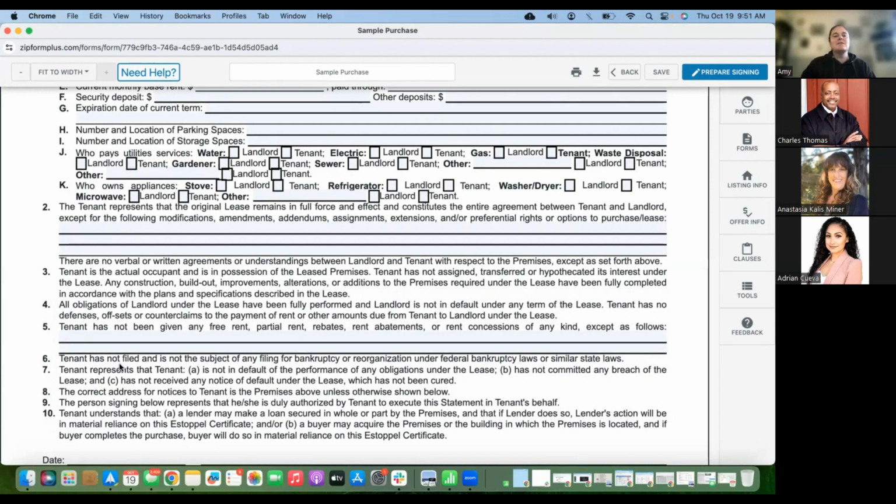All obligations of the landlord under the lease have been fully performed, and the landlord is not in default under any term of the lease. Tenant has no defenses, offsets, or counterclaims to the payment of rent or other amounts due from the tenant to landlord under the lease. Tenant has not been given any free rent, partial rent, rebates, rent abatements, or rent concessions of any kind except as follows. It should all be outlined there on number 5.